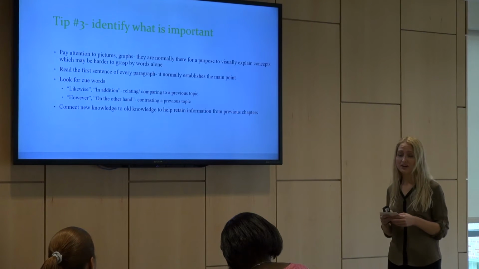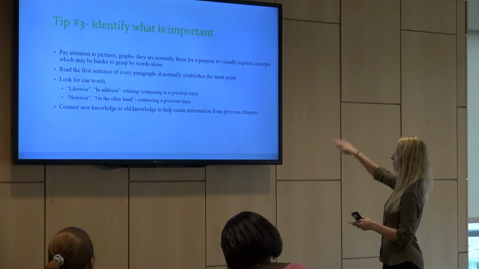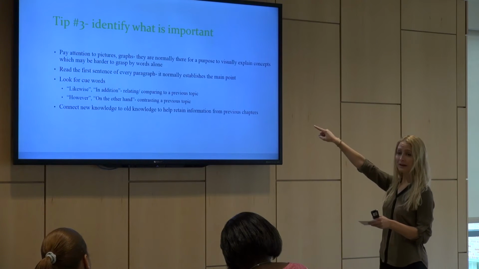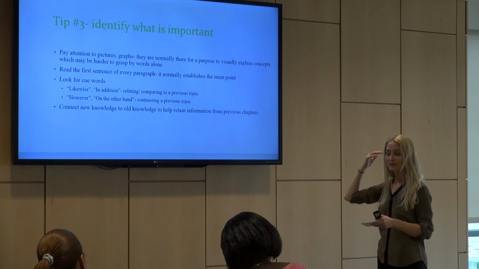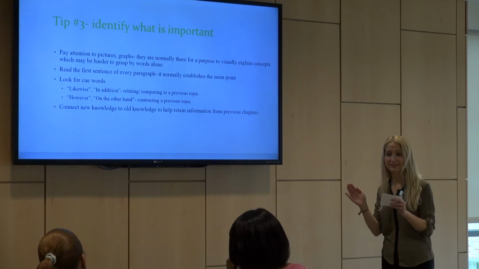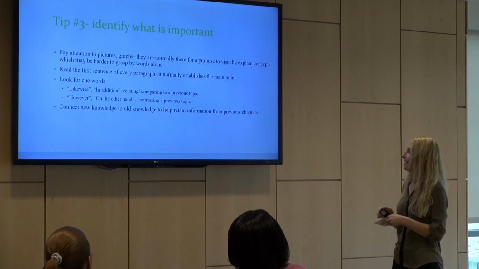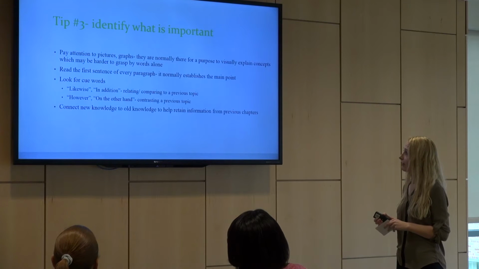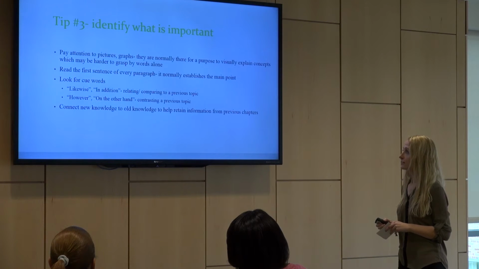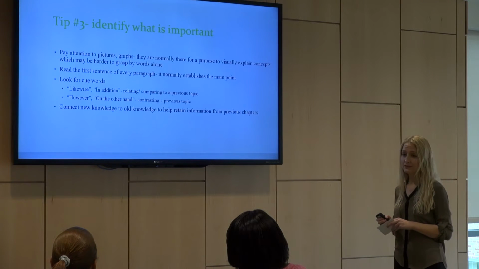So that's kind of hard to understand, but if you see a picture and you're going to see a graph with an upward trend and you're going to see all the data points, and then you're going to see one point that's by itself, next time you hear the word outlier, you're going to mentally picture that and you're going to say, oh yeah, it's the one that's randomly by itself. Read the first sentence of every paragraph because it normally establishes the main point. And look for keywords, likewise, in addition, that can relate and compare to a previous topic.